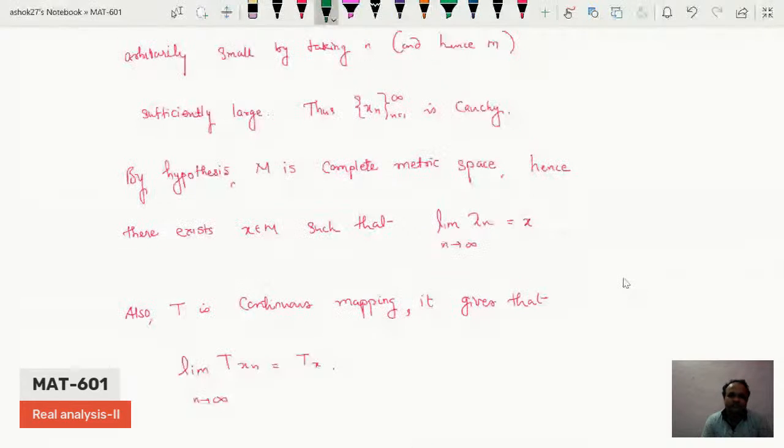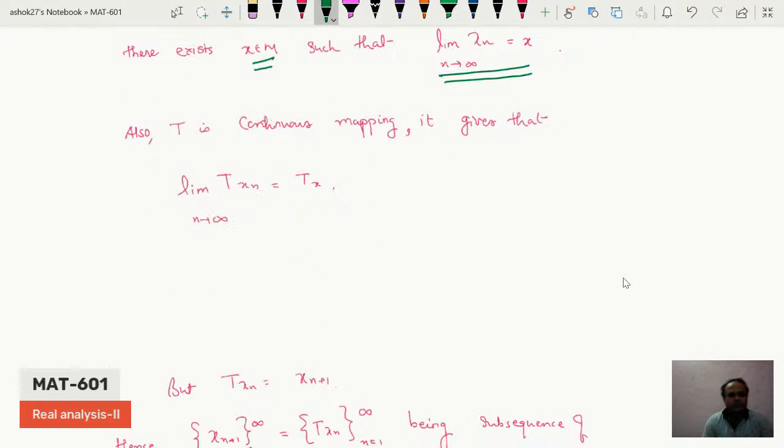By hypothesis, it is already given that M is a complete metric space. So this sequence xn is a Cauchy sequence and M is a complete metric space, so naturally the sequence should converge to a point of M. Suppose that point is x. Therefore the limit of xn as n tends to infinity should be x. Also it is given that T is a contraction mapping, so this is already a property of a contraction mapping.